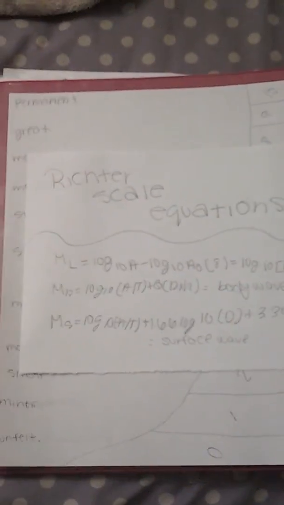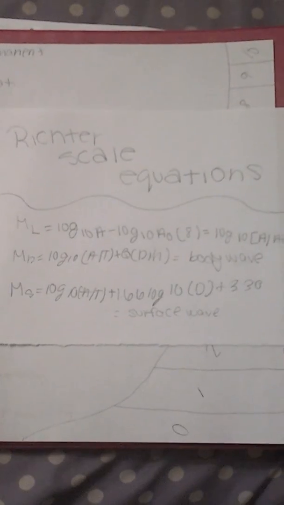These are the equations used to calculate magnitudes on the Richter scale. The second one is what they use to calculate the body wave, and the third one is used to calculate the surface wave. And the one at the top is what they use to calculate it all together. So as you can see, logarithms are used several times throughout all of them.